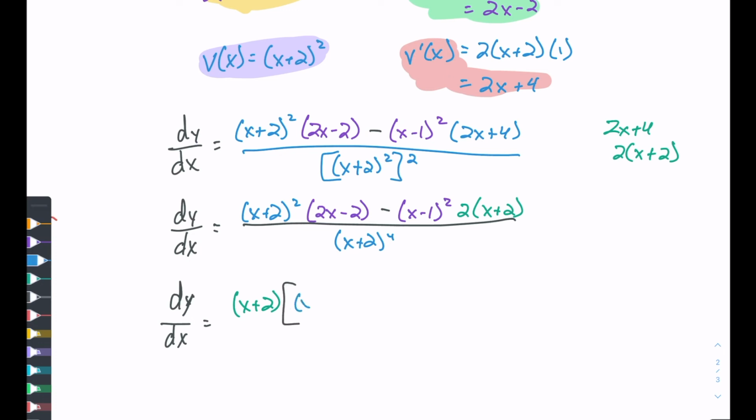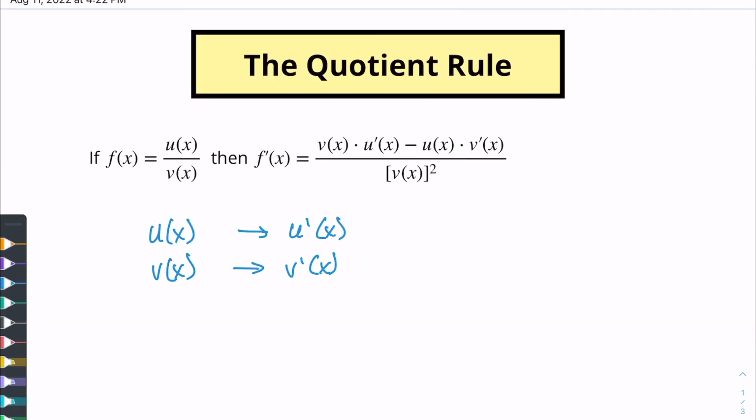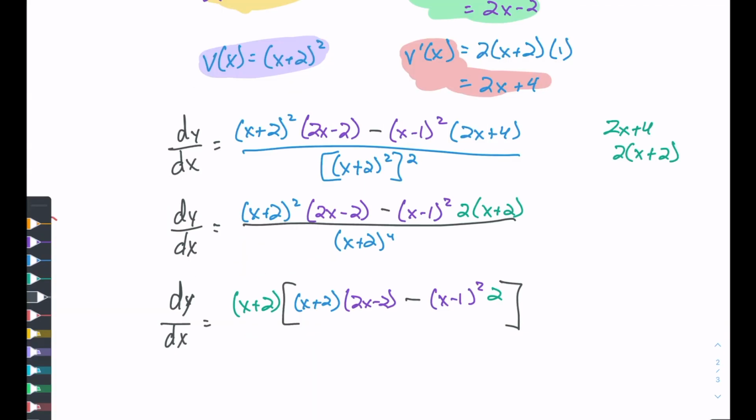And I've got one blue x plus 2 left. Because if I take this and I distribute it across here, that would make x plus 2 squared. The purple comes along for a ride. Minus this thing, x minus 1 squared times 2. Again, all of that is in the numerator. If I were to take this and multiply it in, there's my squared. If I take this and multiply it over here, I've got 2x or x plus 2.